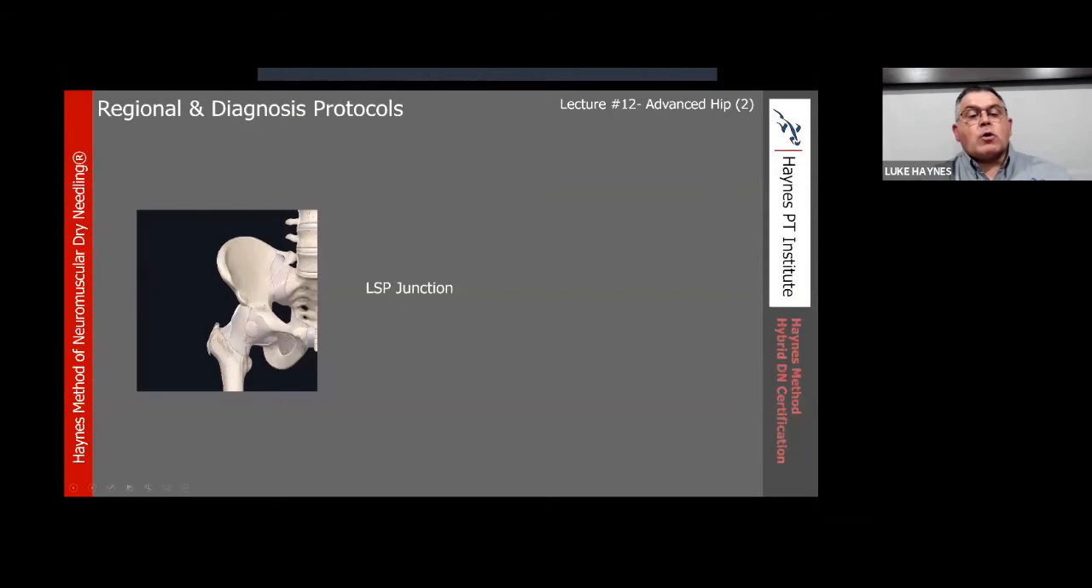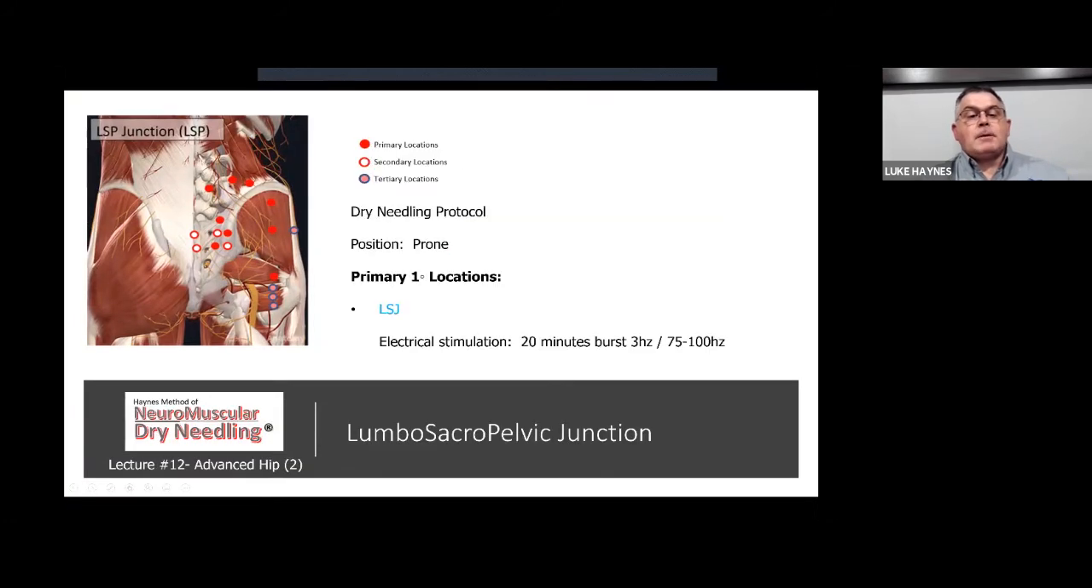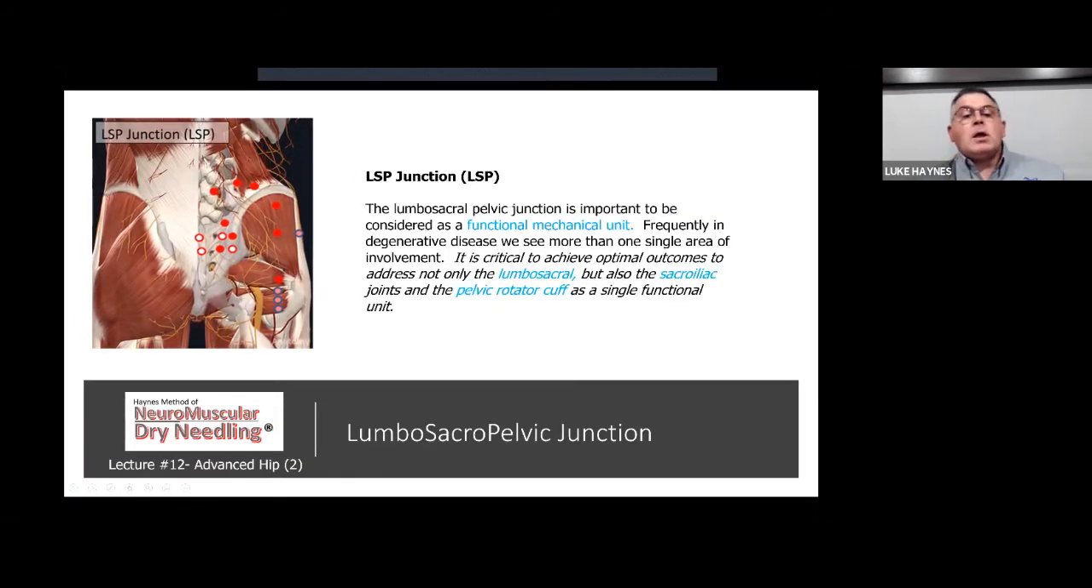For the lumbosacropelvic junction, it's important to be considered as a functional mechanical unit. Frequently in degenerative disease, we see more than one single area of involvement, and it's critical to achieve optimal outcomes to address not only the lumbosacral, but also the sacroiliac joints and the pelvic rotator cuff as a single functional unit.